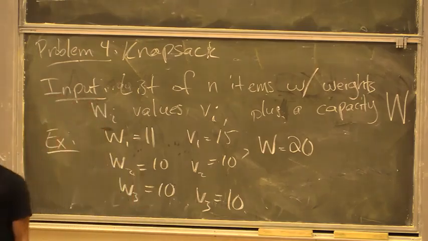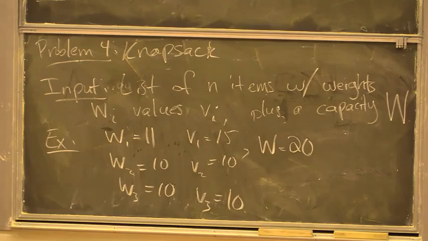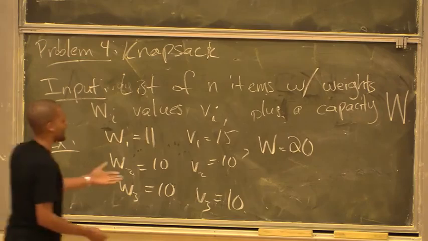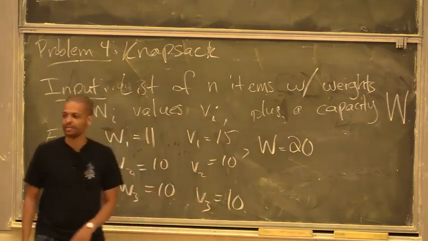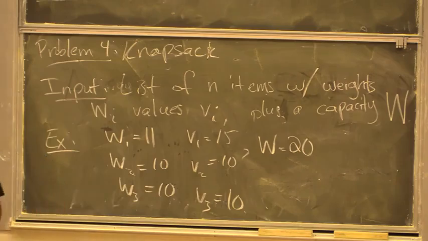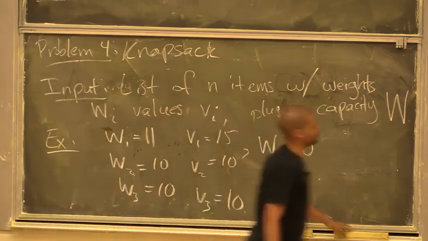You can actually prove that the greedy algorithm always comes within a factor of 2 of the best value you can get. Notice that 15 is within a factor of 2 of 20. But we're not going to talk about that today. We're going to try to come up with an exact algorithm that gets the right answer. And we're going to do it using dynamic programming, of course. Okay? So let's do it.